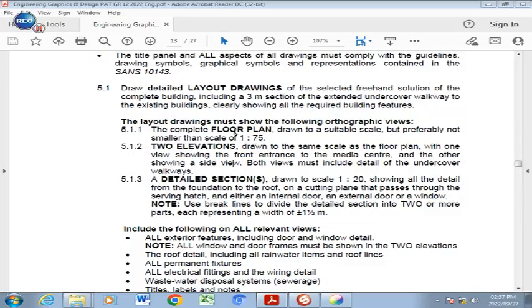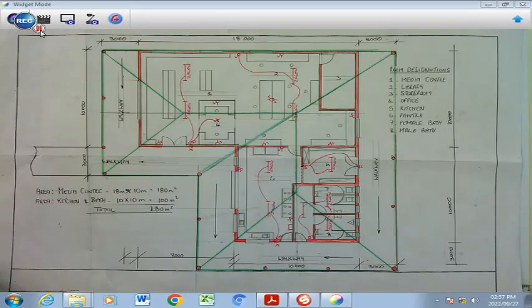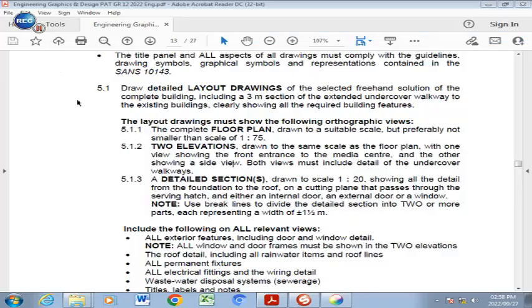So the layout drawing consists of your floor plan, which we have done already. And we are looking at your final drawing, which I'm going to show you. This is the one we are looking at, 5.1.1, which is your final design with everything on there. We still need to create a title bar on the left hand side here, where there is space available.